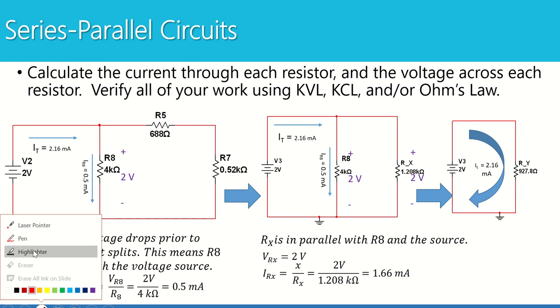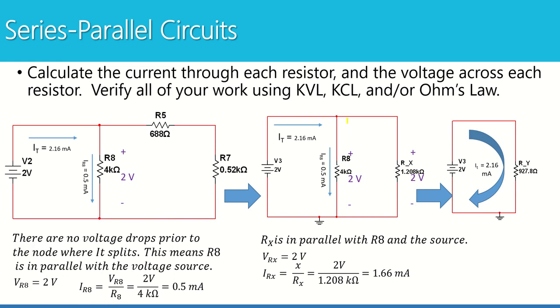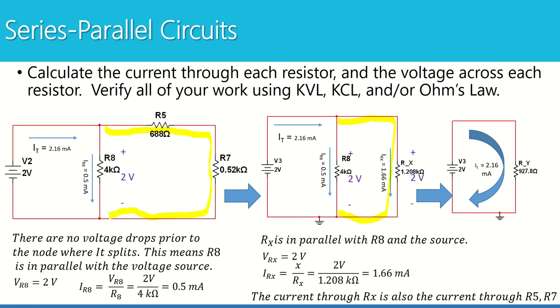So what I've just done here is I've found the current that comes out of this node and goes around this part of the circuit. If I find that value, it is the same value that comes out of this node and goes through R5 and R7. So by finding the current for Rx, I found the current for R5 and R7 as well. So there's my current for Rx on my picture. The current through Rx is also the current through R5 and R7.